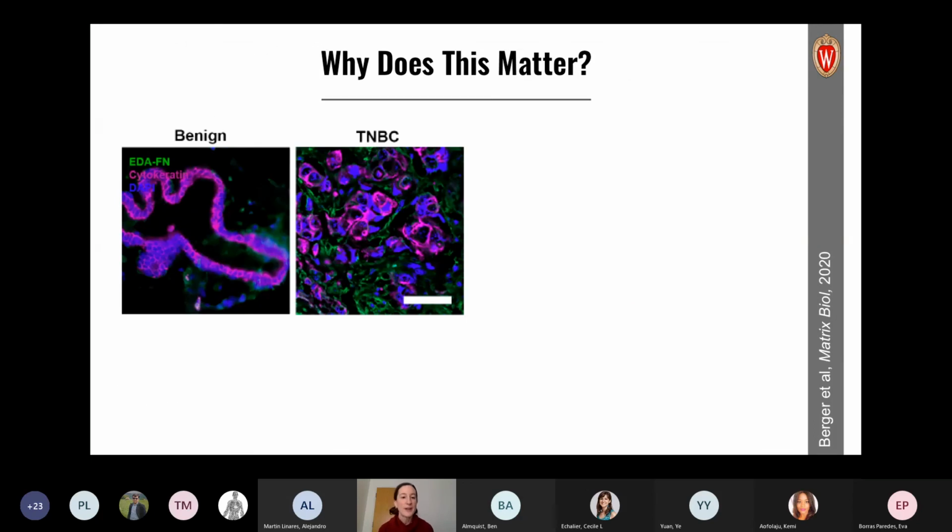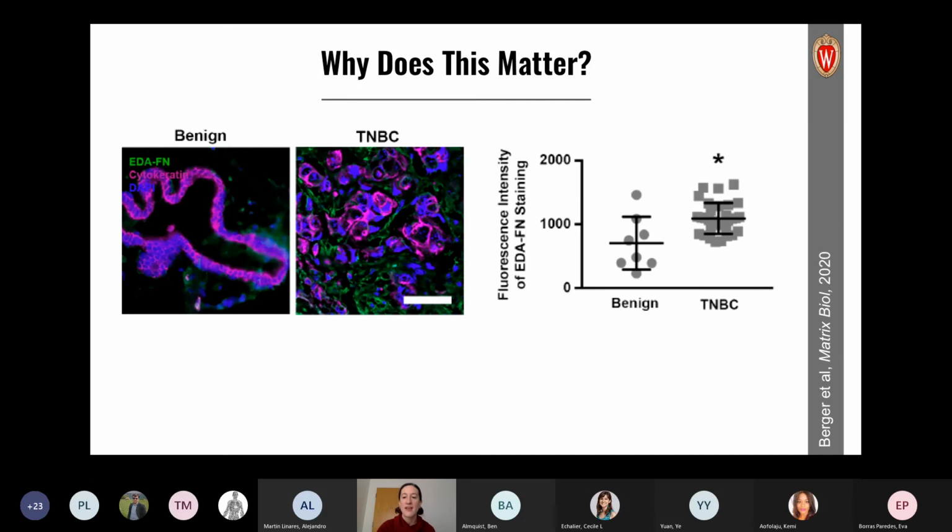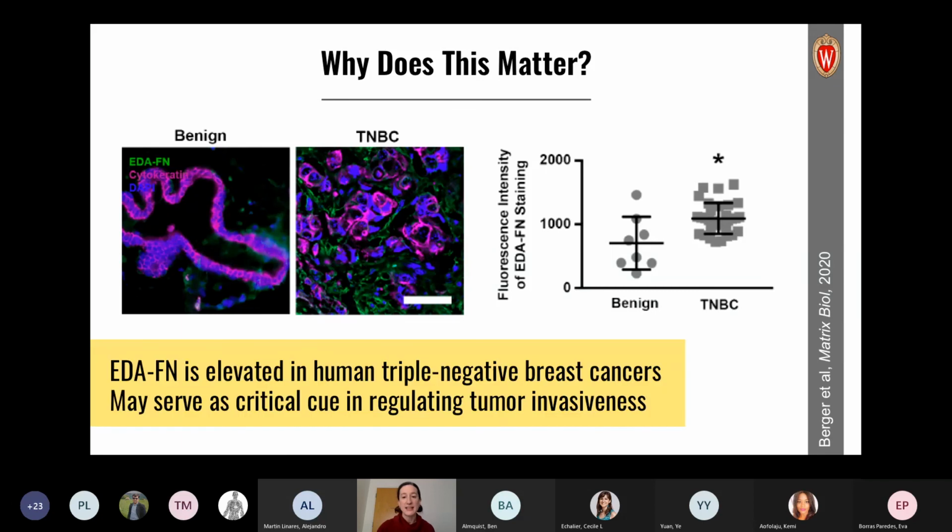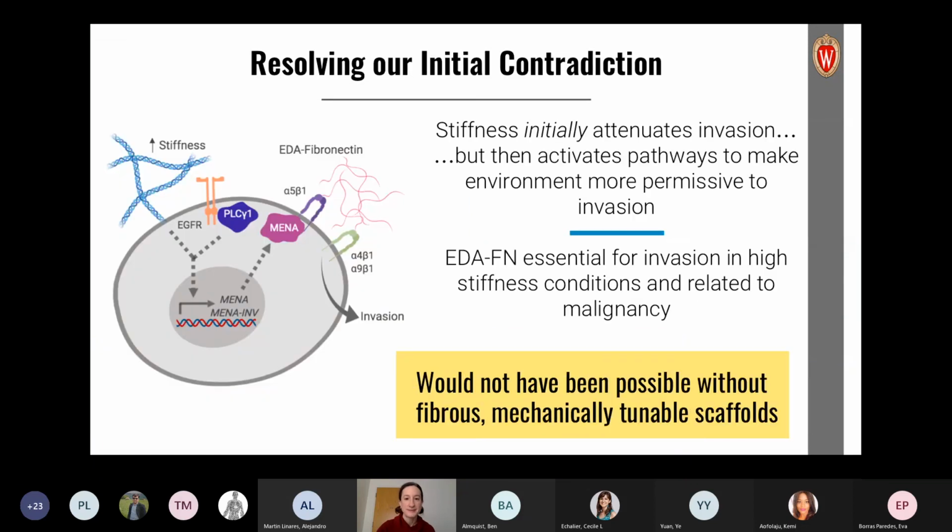But also, why does this matter? We went back to our validation step and looked at human tumors. We looked at a tumor microarray from 200 patients or so, little sections of their tissue, and stained for this EDA fibronectin, pictured here in green, in benign versus triple negative breast cancers. And indeed, this marker that we saw was necessary for invasion of these stiff scaffolds was also elevated in these highly invasive and malignant tumors. So, resolving our initial contradiction, stiffness initially attenuates invasion, but then activates pathways to make the environment more permissive to invasion. And this particular ECM component, EDA fibronectin, is essential for that invasion to occur.